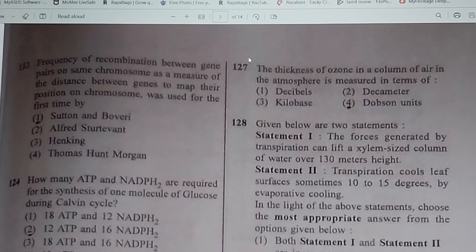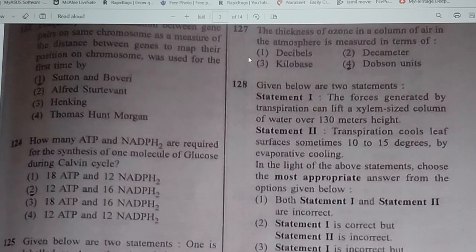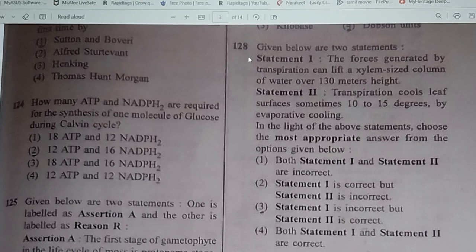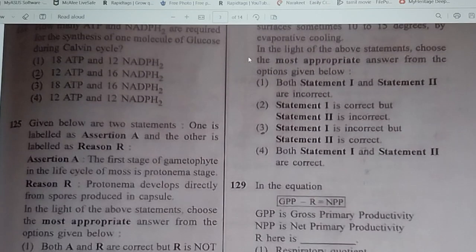127. The thickness of ozone is measured in Dobson units. It is option D. 128. Statement 1: the forces generated by transpiration can lift a xylem sized column of water about 130 meter height, is very correct, and transpiration cools leaf surface, sometimes 10 to 15 degrees, by evaporative cooling. This is also correct. So both statement 1 and statement 2 are correct. Option is 4.